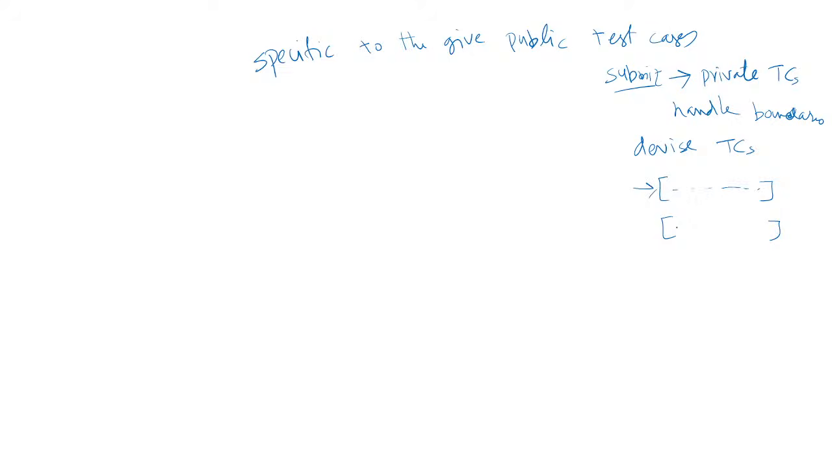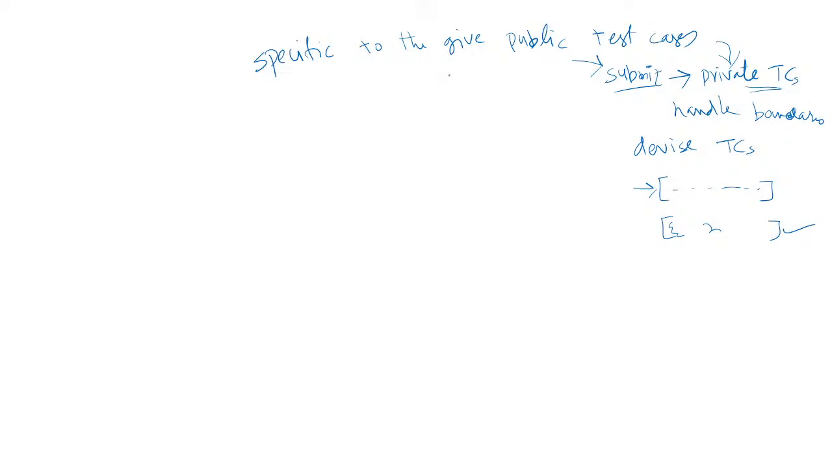Then you can think of what happens if some number comes somewhere here, or some number comes somewhere here. That kind of test cases will be present in the private test cases. These types are present in the private test cases. So your code failed to handle those test cases. If all private test cases are passed, then only your code will be considered.